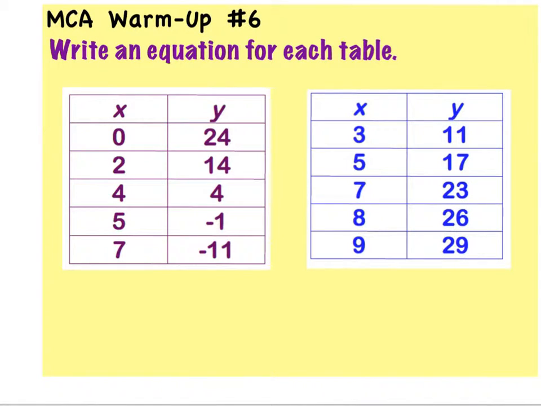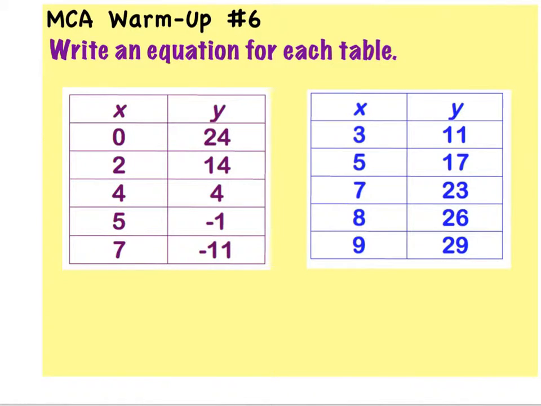In order for us to write an equation for each table, we have to look for what sort of pattern is happening in each table. So we'll look at this first table here on the left. If I look at the y values in the table, we can see that they're decreasing. If we look at the x values, they are increasing. They're not increasing at the same rate.